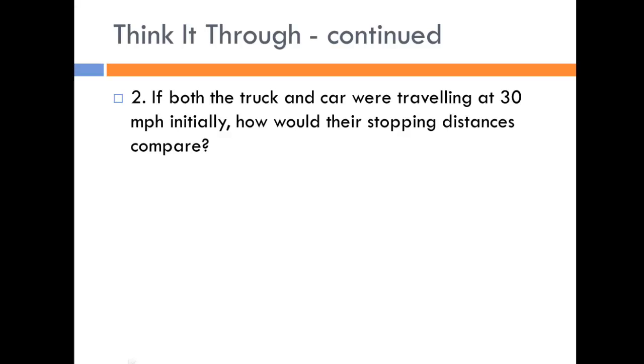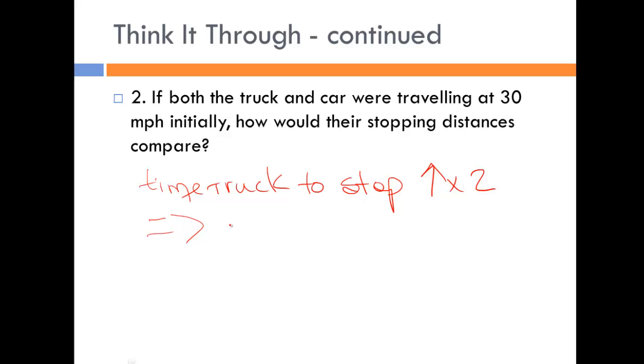Let's think about a second part of that, or a follow-on. If both the truck and the car were traveling 30 miles per hour initially, how would their stopping distances compare? Well, in the last part, we figured out that the time for the truck to stop was twice as much. So how would that impact this situation? If they were both traveling 30 miles per hour initially, and it takes the truck twice as long to stop, then that would logically imply that the stopping distance is going to also be larger.